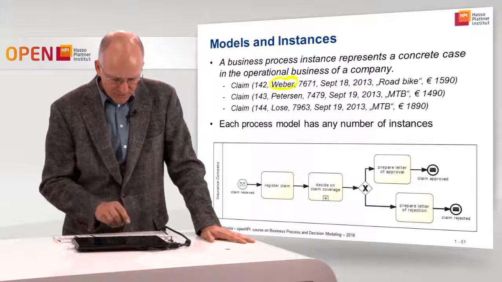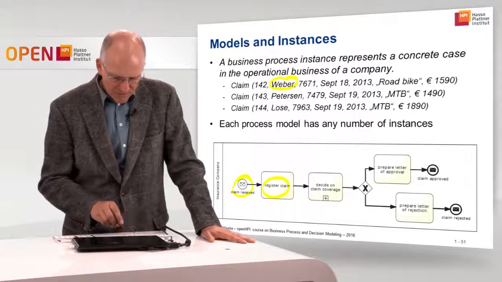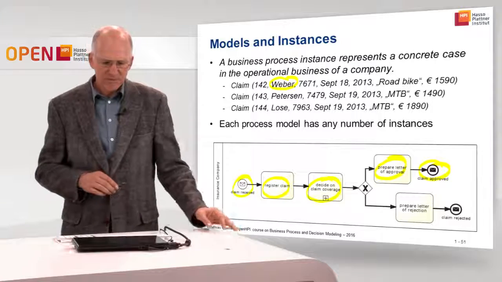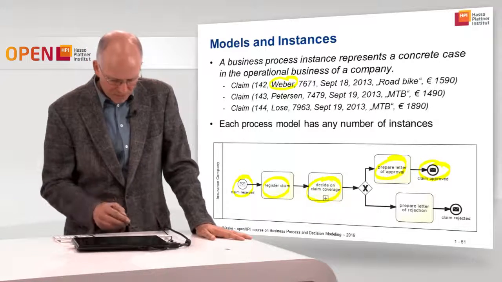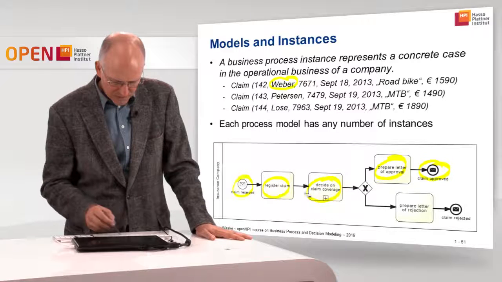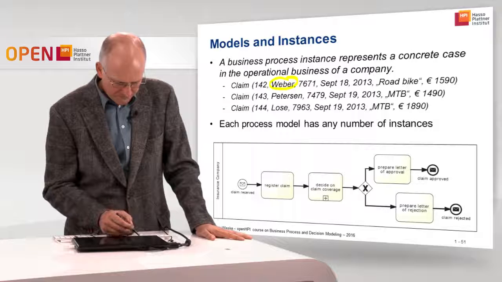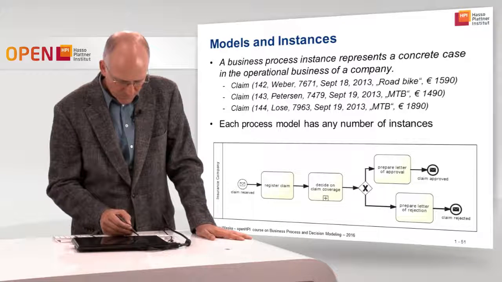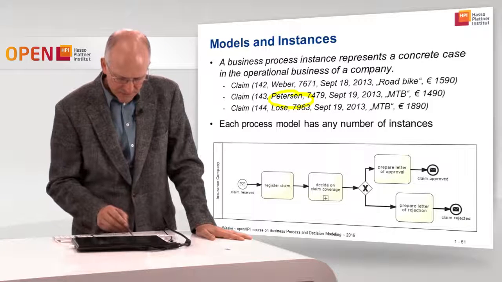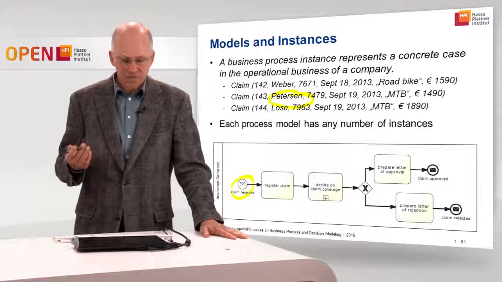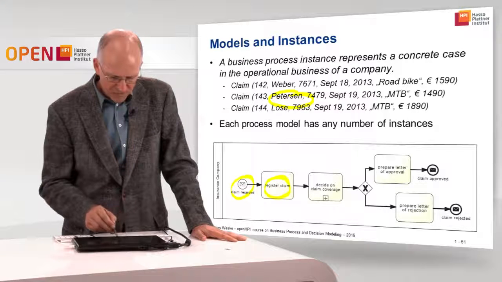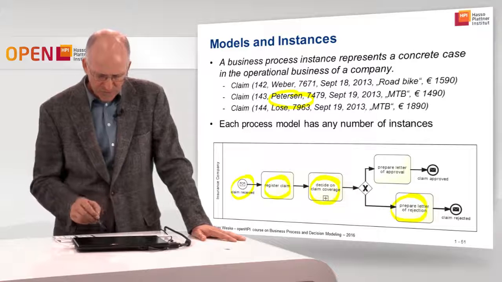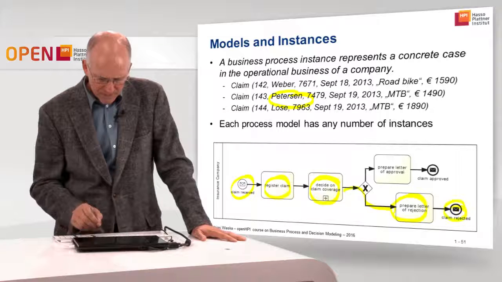So let's look at the Weber claim. So the Weber claim is received. For the Weber claim, the claim is registered, it is decided, and well, we prepare the letter of approval, and the claim is approved. Then we can take a look at the next process instance. In order to do that, I need to erase the trace of Weber, and we look at the claim by Petersen. Petersen also sends a claim, so the claim for Petersen is received. The claim is registered. It is decided on the claim coverage, but in this case, the claim is rejected, and the letter of rejection is prepared for Petersen and sent out as well.